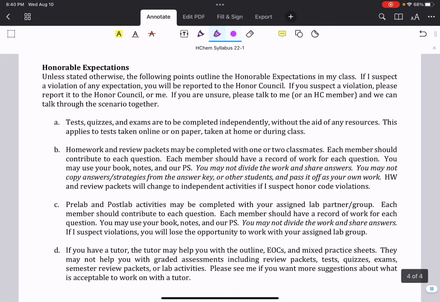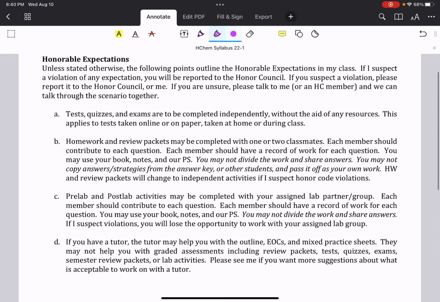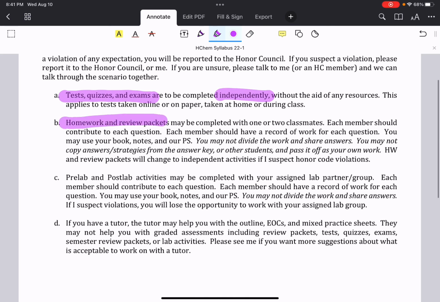Honor expectations. This is the list of things that would constitute honor code violations, right? So if you see any of these, talk to me or talk to an honor council member. Tests, quizzes, and exams are to be completed independently with no other resources. Homework and review packets may be completed with 1 or 2 classmates, right? So note, not in a giant group. You can't have a giant class text about it, right? But you may work with 1 or 2 classmates, and each member should contribute to each question. Divide and conquer is not an acceptable exercise in chemistry, okay?